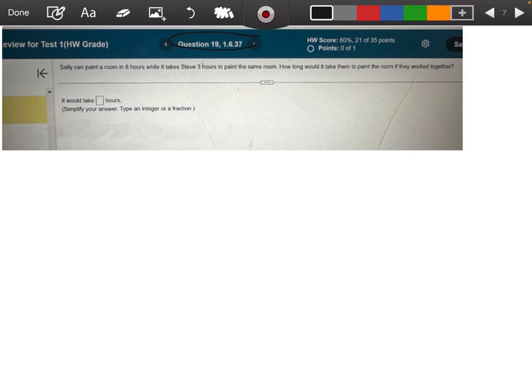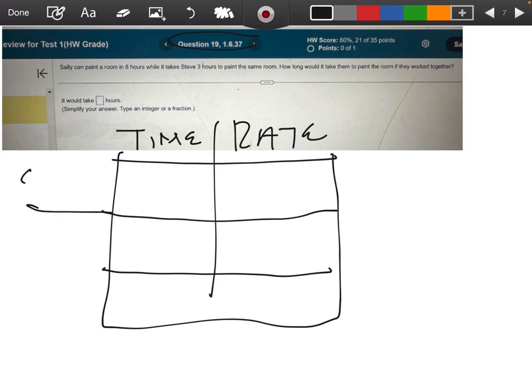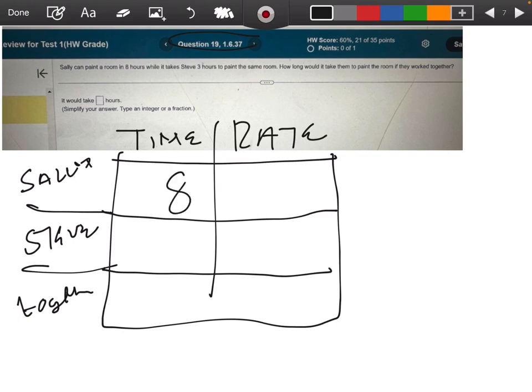Okay, so y'all, we got two people here, and we're going to figure out a couple of things. These are what we call work problems because we got two people doing some kind of a job. So I'm always going to set up a table that's going to look kind of like this, y'all. And we're going to have Sally, and we're going to have Steve, and then we're going to have them working together. So we know it takes Sally 8 hours to do this by herself. It takes Steve only 3 hours to do this by himself. And we don't know how long it's going to take if they work together, so we're going to call that X.